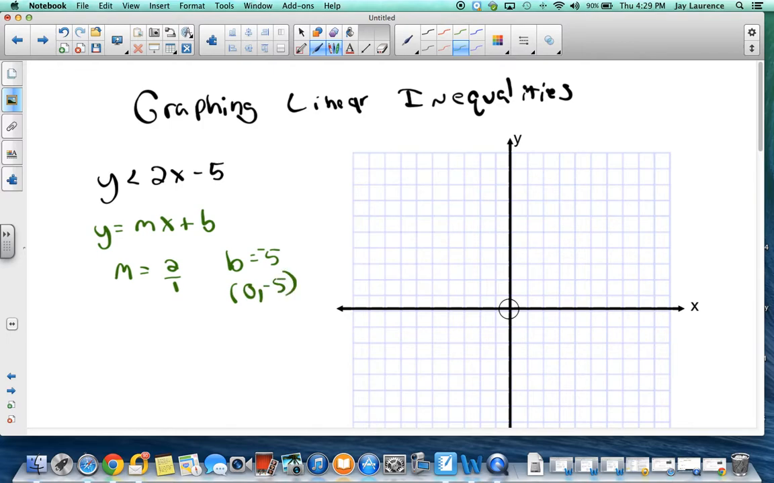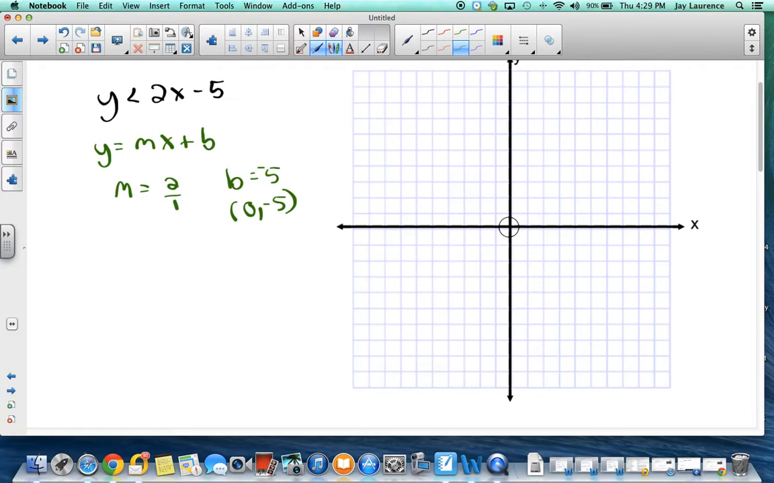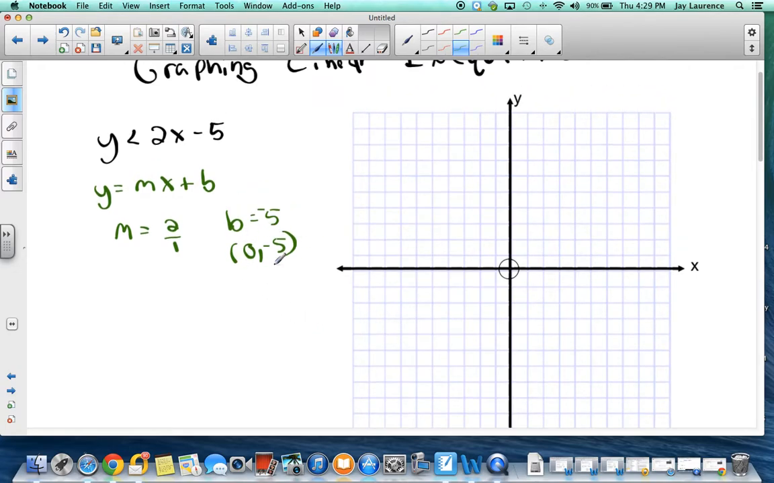Now, level 2 people especially pay attention to this. That's the y-intercept, so that goes on the y-axis. And so I'm going to go down 1, 2, 3, 4, 5. And then my slope is going to be rise 2, run 1. Rise 2, run 1. Okay, that's probably enough. Now, it's not equal to, so the line that I draw needs to be broken.